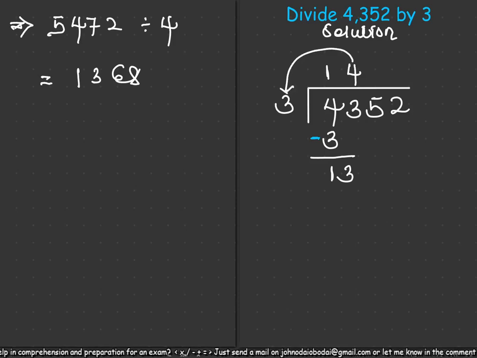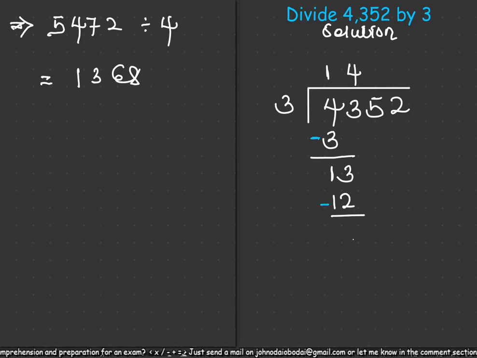4 times 3 gives us a what? A 12. So you put our 12 down here, and we do our subtraction. This time around, we have a remainder also of 1. Our next digit in line, which is the 5, joins the 1, so that we have a 15. You see?